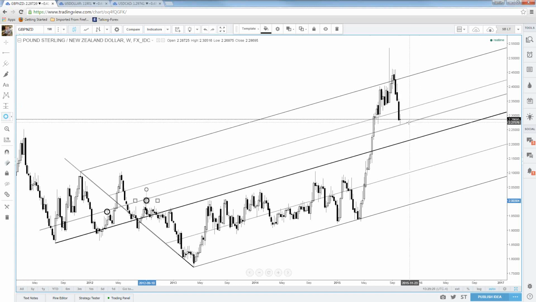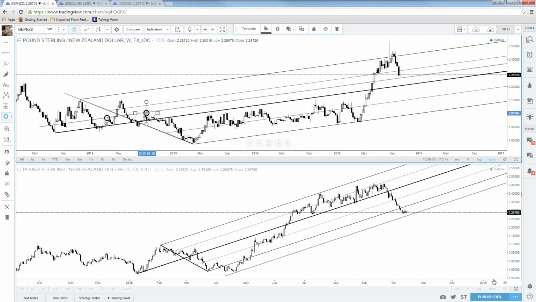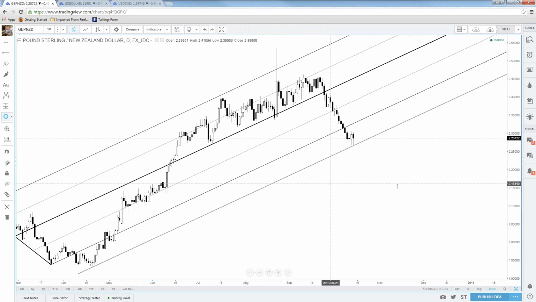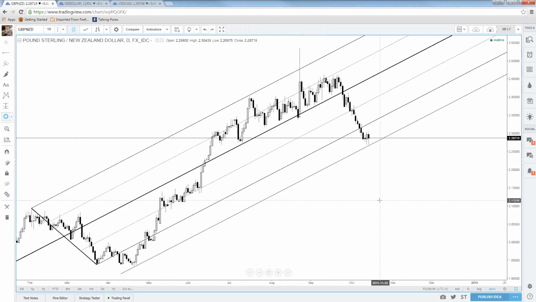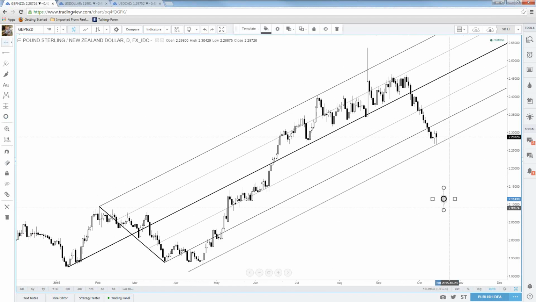And just about at it, right? So weekly, we're actually right where we opened the week. This could turn out to be a pretty important week for pound Kiwi. Turn out to be an important week for Kiwi dollar in general. I'll get to that in a bit because it's interesting action today.